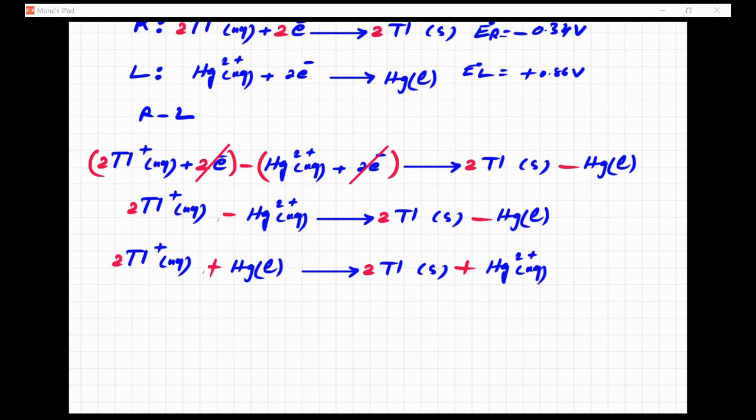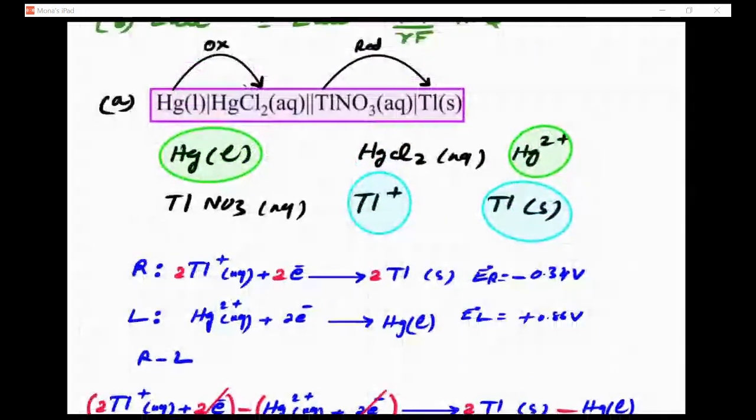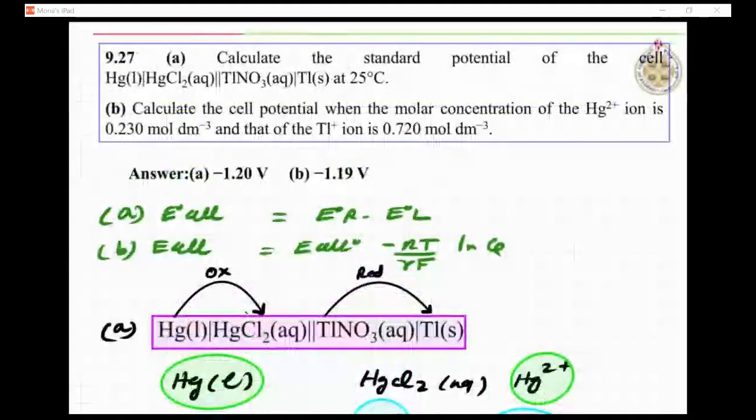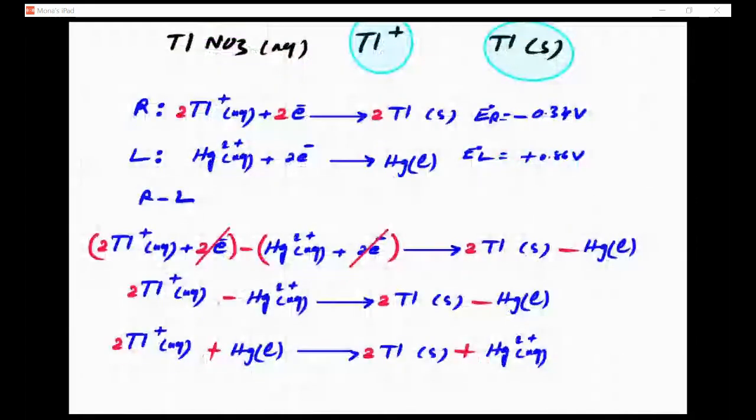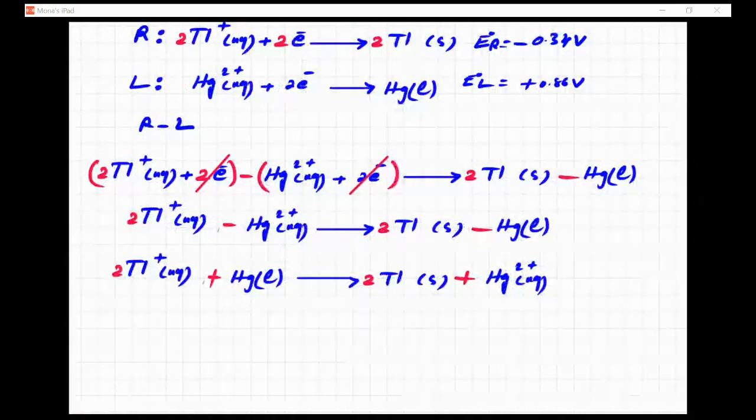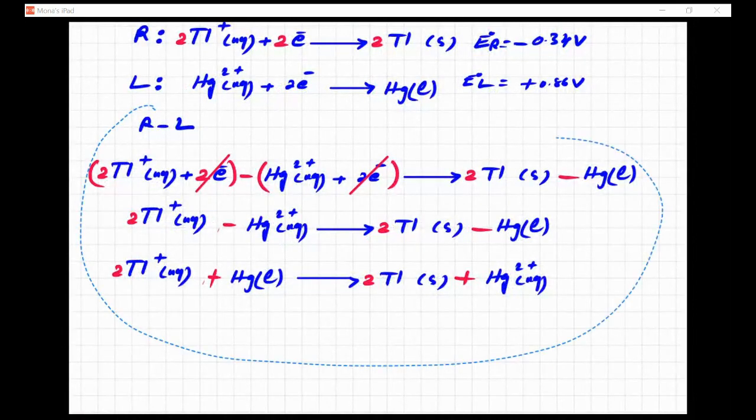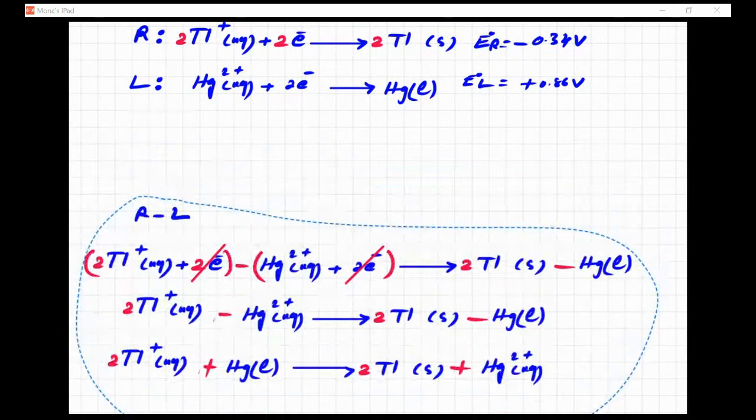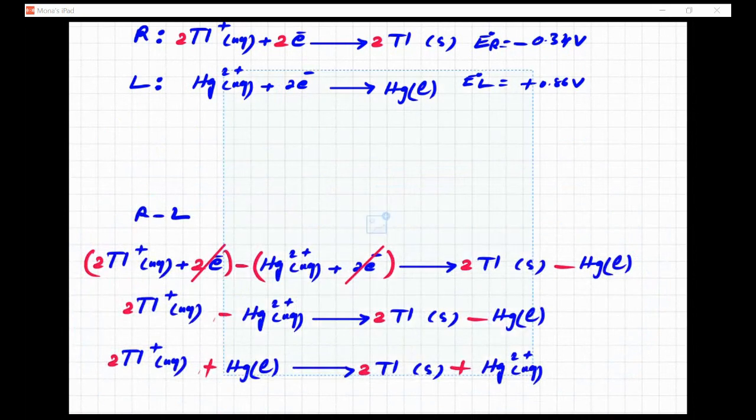Okay, and now we are ready to write the quotient, right? Why? Because I need... I did not solve part A, right? So we have to solve part A. Part A, of course, is asking me to calculate the standard cell reaction.